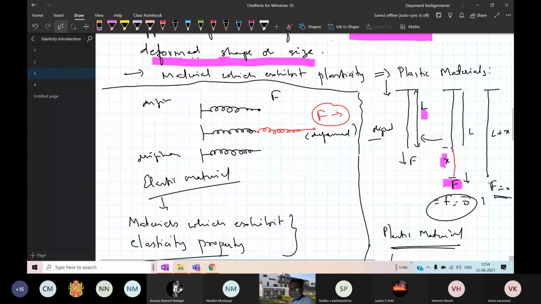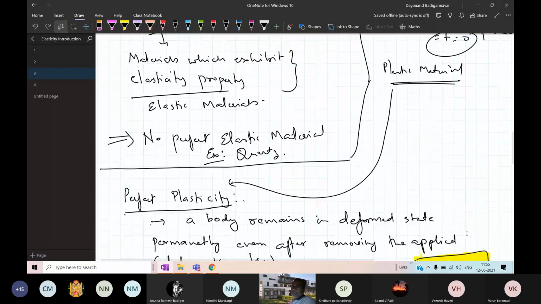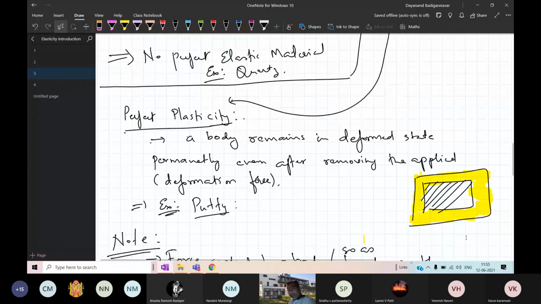If I make the force F equal to 0, it should go back to the original dimension, but it is not going back to the original dimension. It is staying in the deformed state. That we call a plastic material, and that property is called plasticity. So plasticity means similarly, as I told you, as you have a perfect elasticity, you don't have a perfect plasticity.